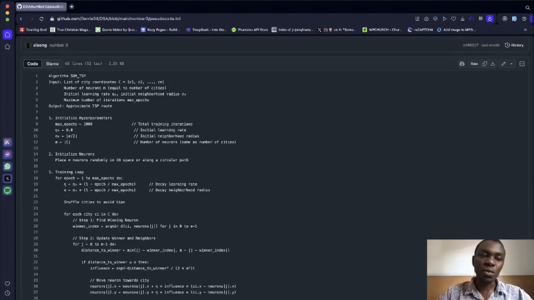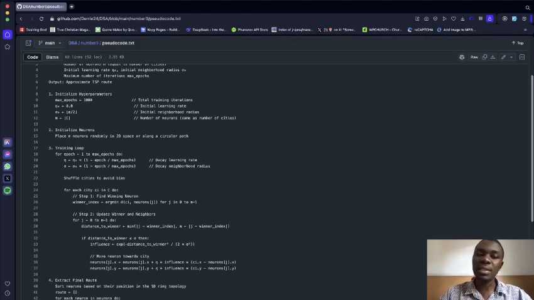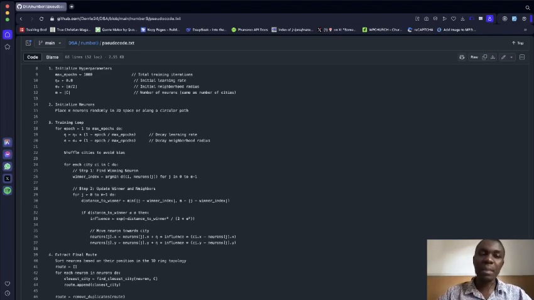So first things first, you are going to initialize the training, the learning rate, the neighborhood radius, and the number of neurons, same as the number of cities. You do all that when you're beginning the code. They are just the hyperparameters, you have initialized them, and then next you place the neurons randomly in the 2D circular path. Just place them randomly, and then here the training begins.